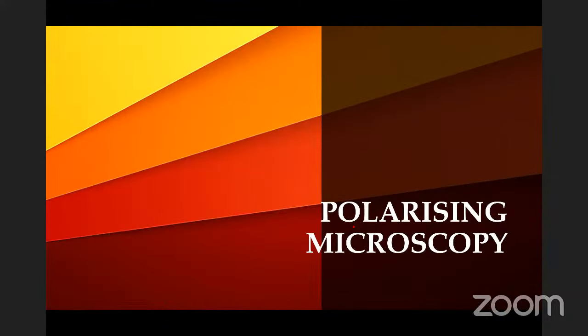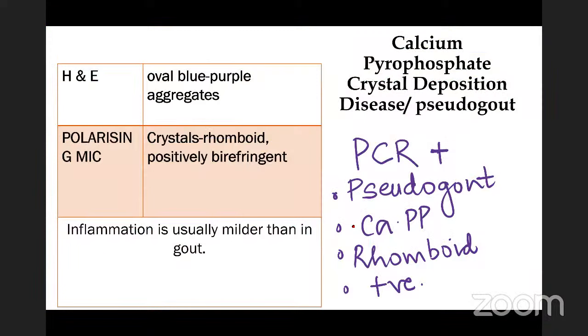Okay, the next important image that can be asked is polarizing microscopy. We have already talked about amyloidosis. On Congo red stain, you see apple green birefringence. But remember, gout and pseudogout is another question that you should remember here. If I'm talking about pseudogout, always remember PCR. That is, pseudogout has calcium pyrophosphate crystals and they're always rhomboid and positively birefringent. So that is PCR positive, which you should always remember.